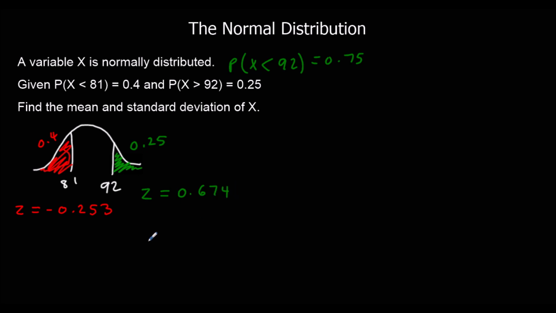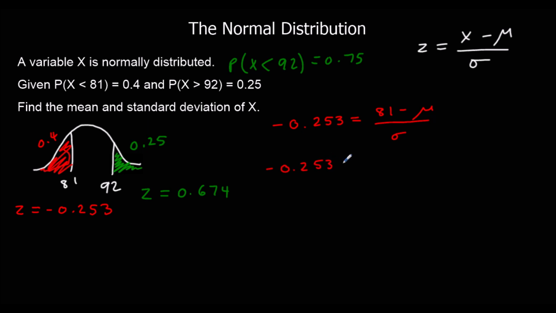Okay, now I'm going to do two equations using our standardized score formula. So for the 81, we've got minus 0.253 equals 81 minus the mean over standard deviation. And if I multiply both sides by standard deviation, I'll get minus 0.253 standard deviation equals 81 minus the mean.